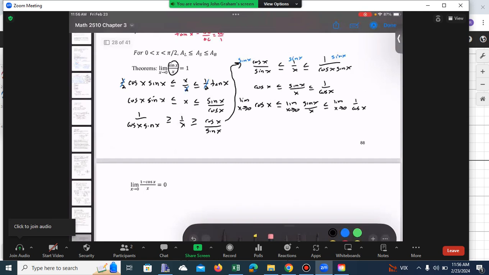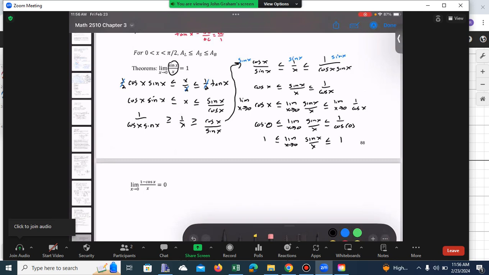So plug in the value of 0, you'll get cosine of 0 is less than or equal to the limit as x goes to 0 of sine x over x, which is less than or equal to 1 over cosine 0. Oops. Said it, I didn't write it. There. Cosine of 0 is just 1, less than or equal to the limit as x goes to 0 of sine x over x, which is less than or equal to 1 over 1, which is 1.